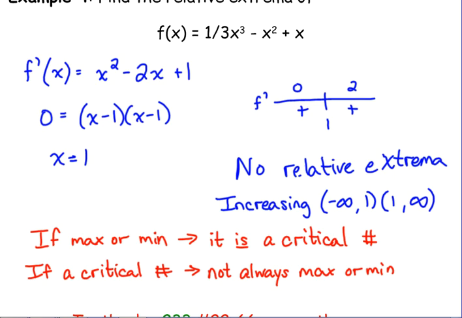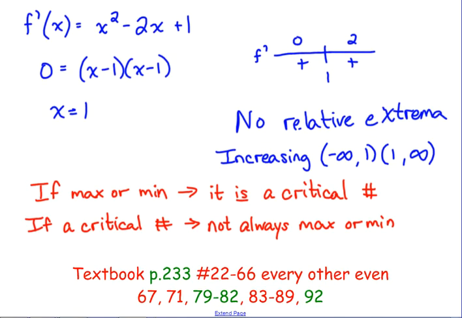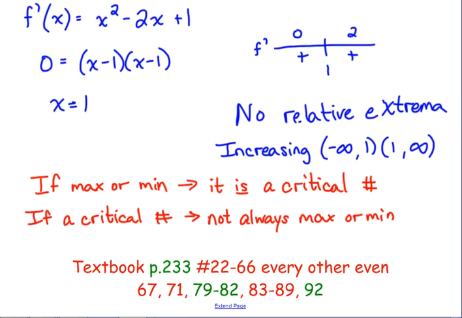So keep that in your mind when you're answering some of these "which of the following statements are true" kind of questions. All right, so here's your practice on the first derivative test. Work out those textbook problems and you will be ready to tackle that 12 weeks test.